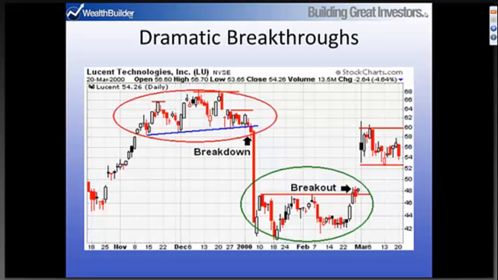Here we see a chart of Lucent Technologies. It gives us a picture of some pretty dramatic breakthroughs. We see support here. It hit it a number of times, and then finally, for some reason, we don't know what, it broke through with a dramatic drop in price. And then it traded at a lower level with support down here and resistance up here, and then it broke through and actually had a pretty dramatic gap up, and again formed a new level of support and resistance.